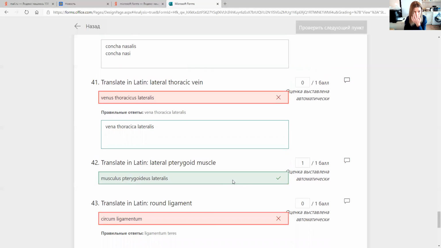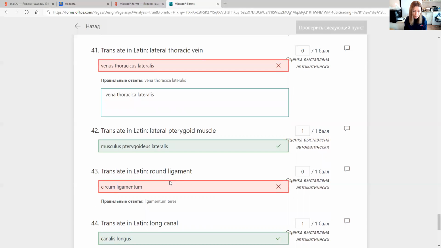Lateral pterygoid muscle. This one is good. We start with the noun, muscle, musculus, then pterygoid, adjective of first group, pterygoideus, pterygoidea, pterygoideum. Musculus is masculine, so pterygoideus. Lateralis is an adjective of second group, masculine and feminine form is lateralis. Musculus pterygoideus lateralis.